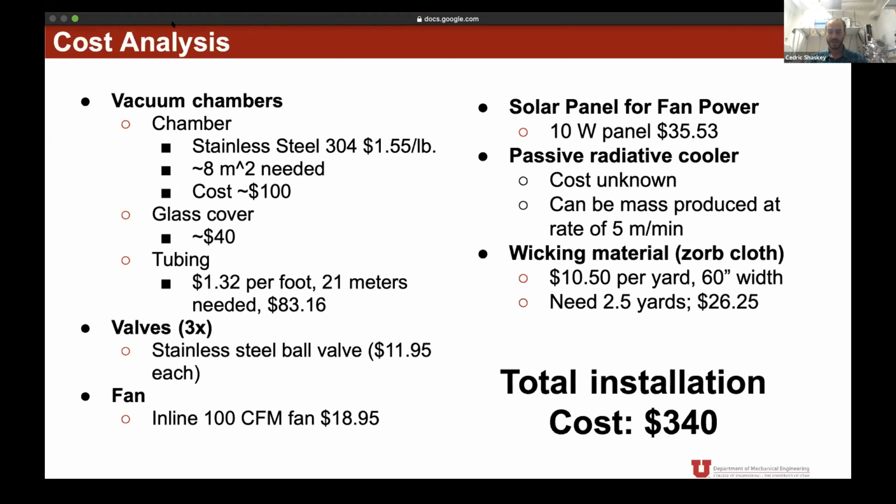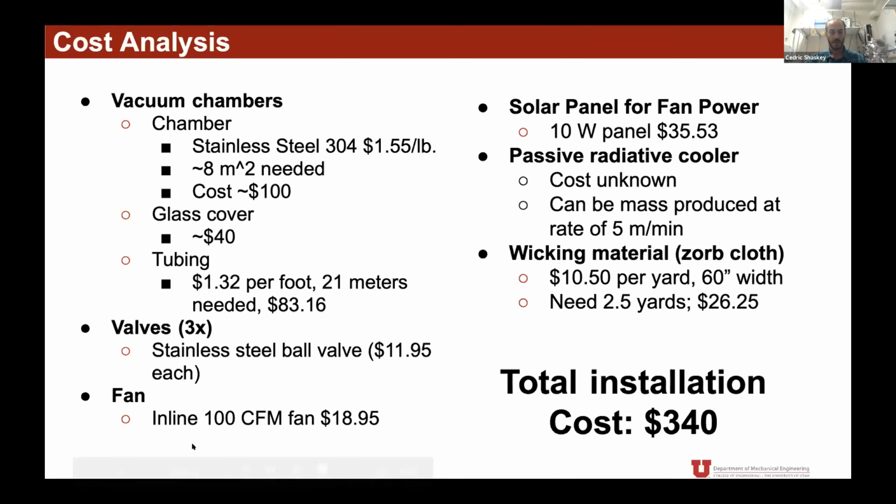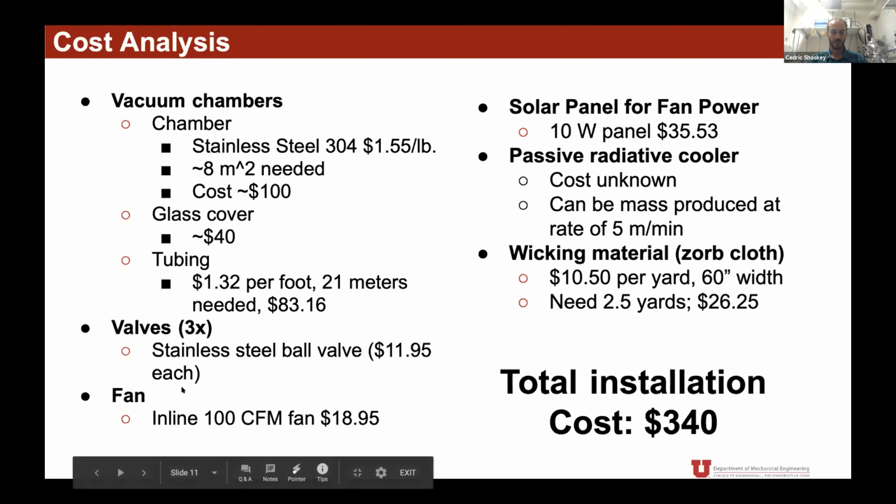And then for the wicking material, as I mentioned before, it's about $10 per yard. And we only need about 2.5 yards to cover the inside sidewalls of the evaporation chamber. So we estimate our total cost for the system is about $340, and that would be for like a prototyping on the system. If this system were to be mass produced, it would probably be lower than that. Then you'd have to kind of factor in some other costs as well. But I would say about $300 would be the cost of the system.